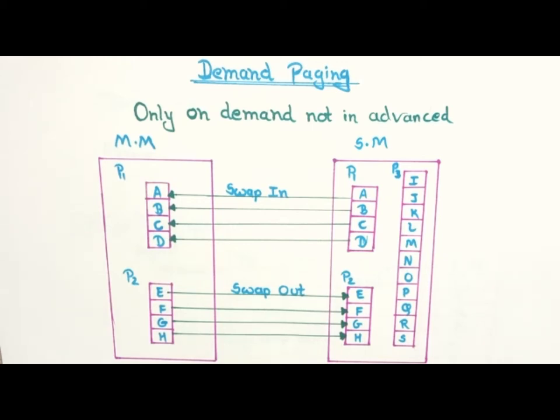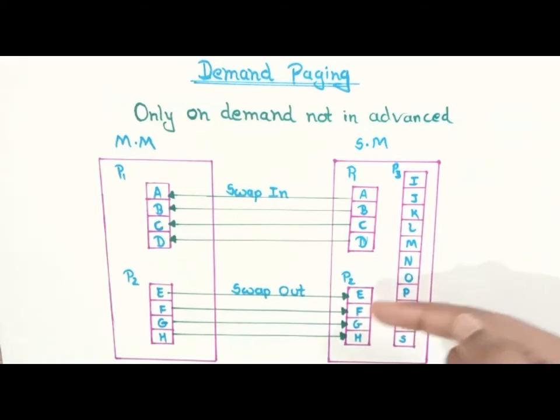Now let us see a simple example. This is main memory and this is secondary memory, that is the disk. In main memory there are two processes, P1 and P2, as we can see here, and each process has some frames. The main memory is already full. In secondary memory we take some processes, P1, P2 and P3, and here also each process has some frames.